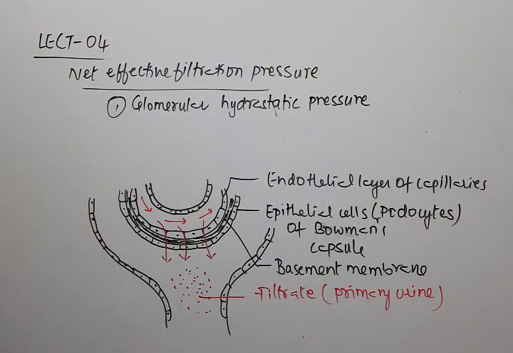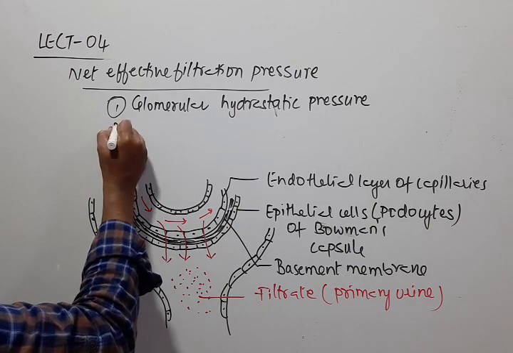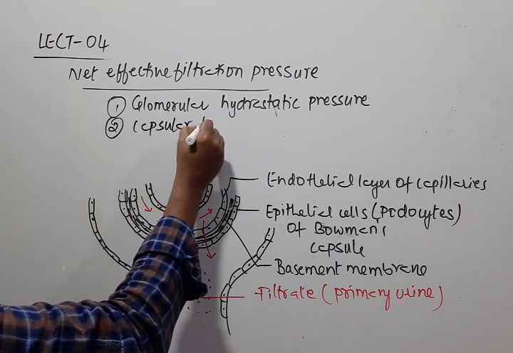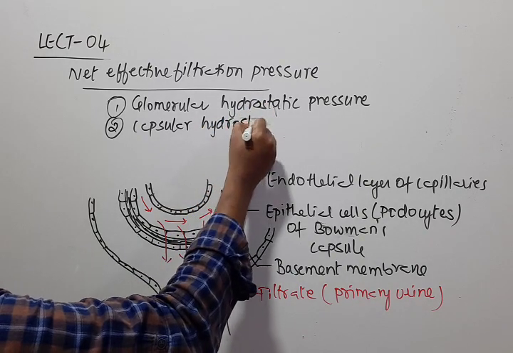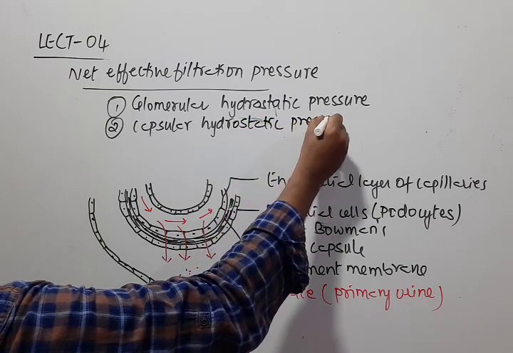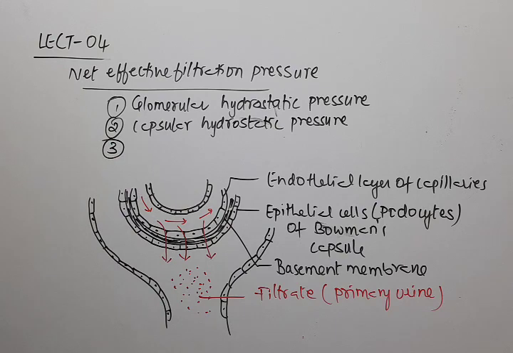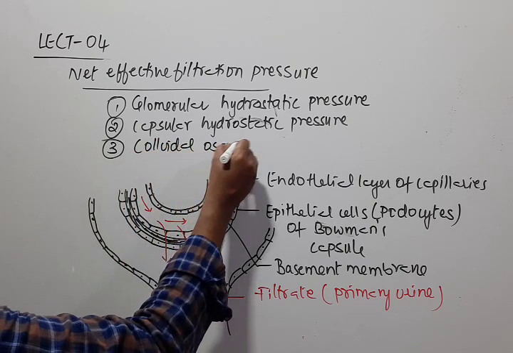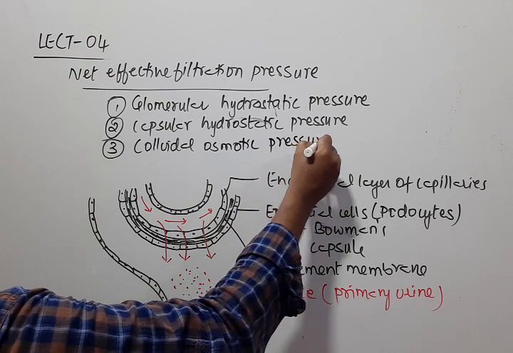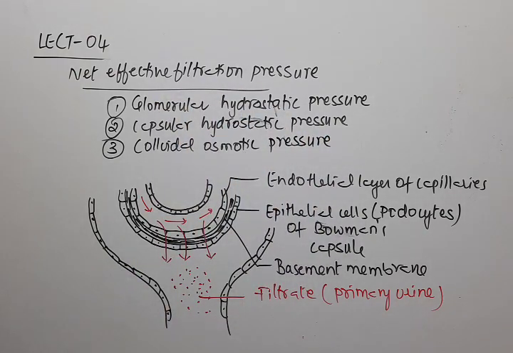Another one, we need to know about is capsular hydrostatic pressure. We should know it. And then one more is the colloidal osmotic pressure. Now let's look at what actually these are: the glomerular hydrostatic pressure, the capsular hydrostatic pressure, and also what is this colloidal osmotic pressure.